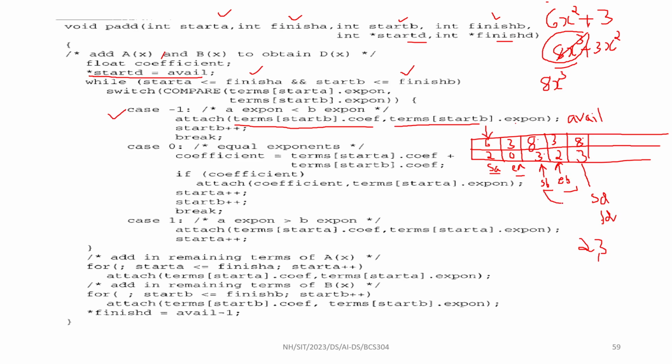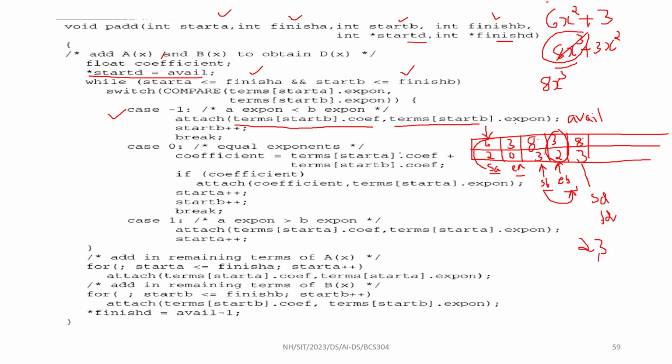Now starting point of B will come here. That is why the line start B. Compare again. Now we are here. Whether it is crossing? No. Compare this term, the first one, and this term, the second polynomial. Are they same? Yes, they are same. Now what to do? Add them.